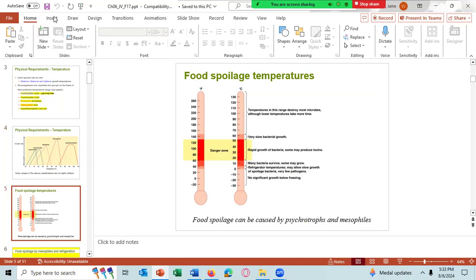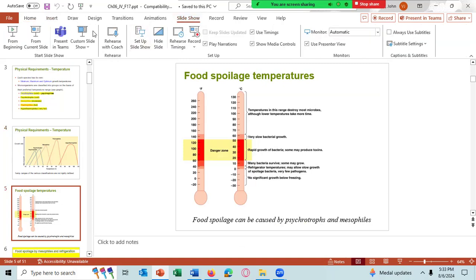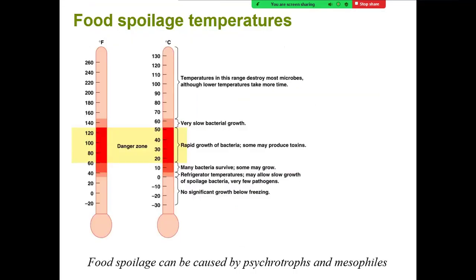Let's talk a little bit about food spoilage. Food that is between 60 degrees Fahrenheit and about 130 degrees Fahrenheit, which would be about 16 degrees Celsius to 51 or 52 degrees Celsius, is in the danger zone. We have rapid growth of bacteria. Some of them may grow and then produce toxins. Food between 60 and 130 degrees Fahrenheit should not be kept at this temperature for very long, like 4 hours or more. After 4 hours, that food should be thrown away because the bacteria can rapidly grow.